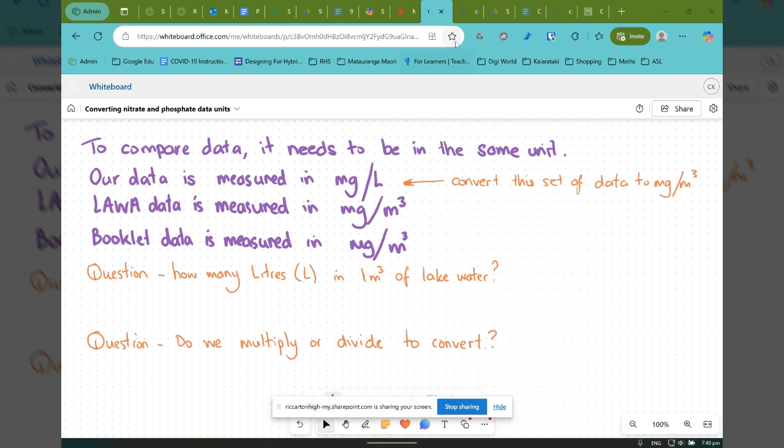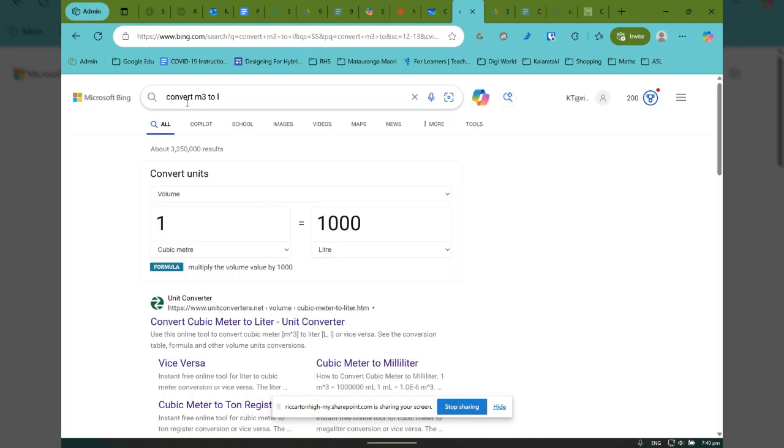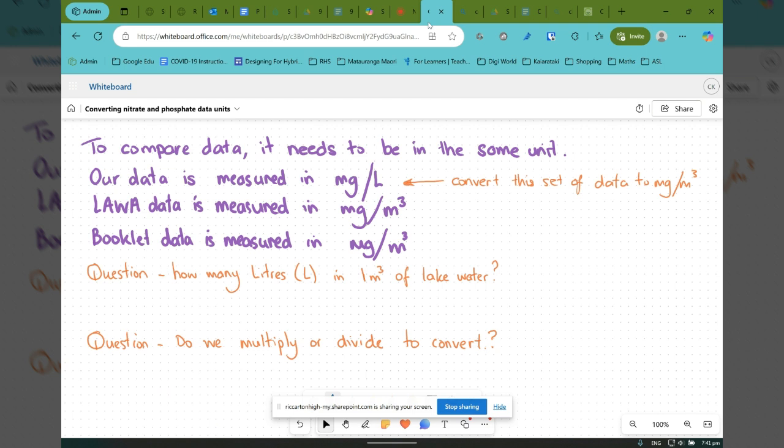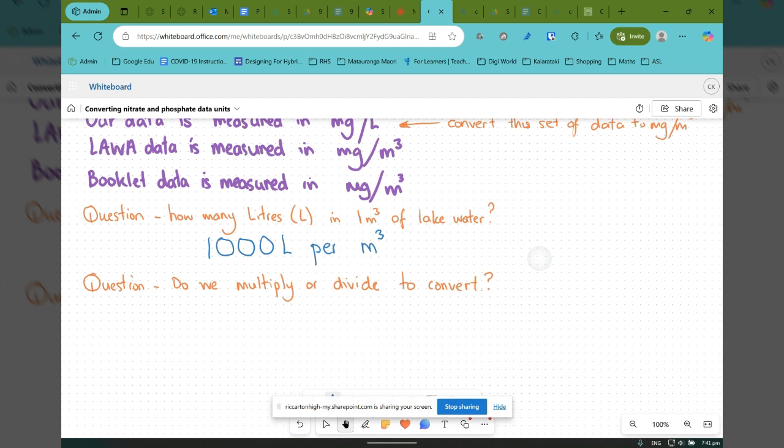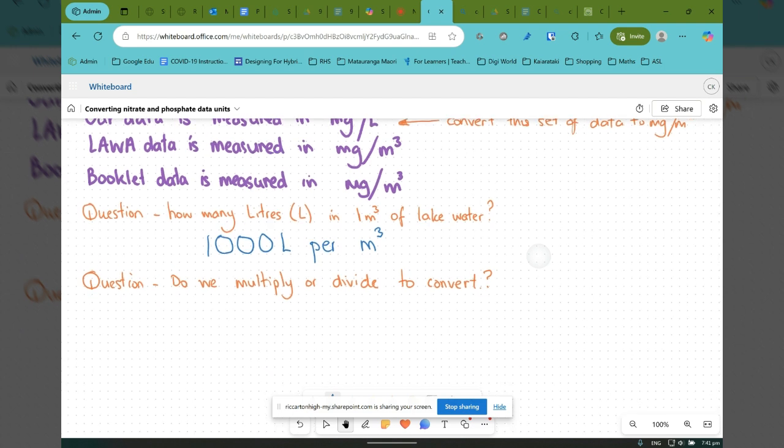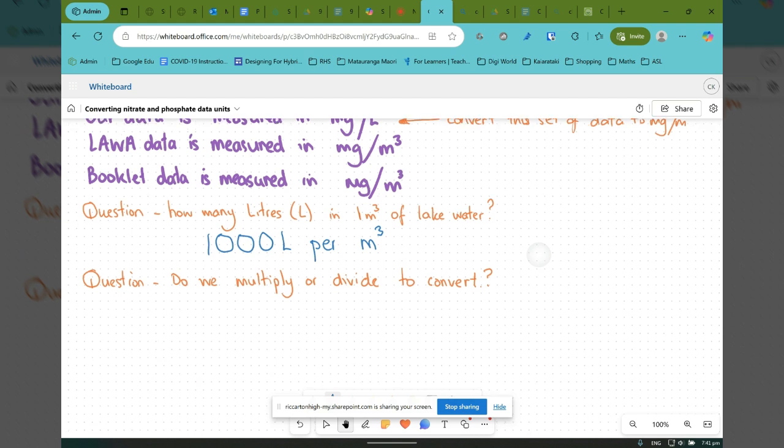So if you go to good old Google search and you convert metres cubed to litres, you can find that 1 metre cubed has 1,000 litres in it. So that's our first answer to our first question: 1,000 litres per metre cubed. Okay, so that means that if we want to convert our milligrams per litre to milligrams per metre cubed, we have to decide, do we multiply our value by 1,000 or do we divide it by 1,000?